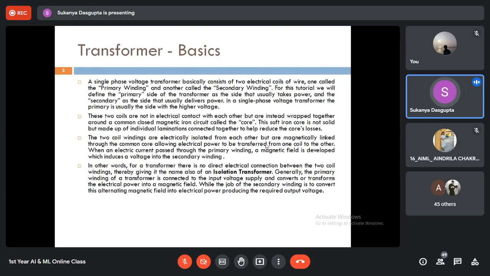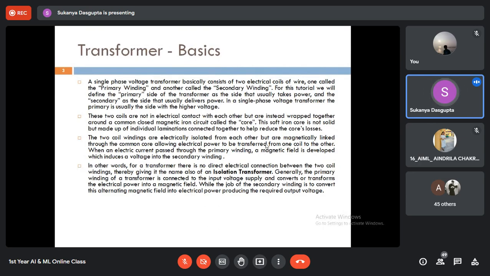For a transformer, there is no direct electrical connection between the two coil windings, thereby giving it the name isolation transformer. An isolation transformer is one type of transformer which is a little bit different from the power transformer or distribution transformer, but it isolates the two electrical circuits. That's why we can give it the suitable name isolation transformer, which is an alternative name for the transformer as well.